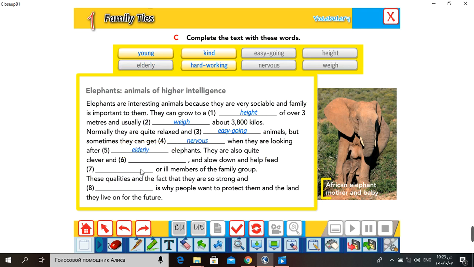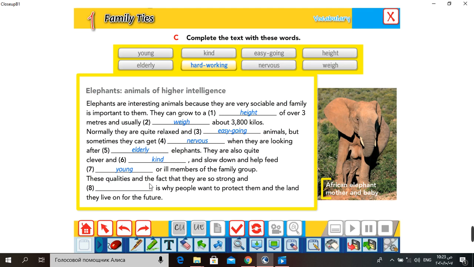They are also quite clever and kind, and slow down and help feed young or ill members of the family group. They are also quite clever and hardworking, or kind. Which one is better here? And kind. They are clever and kind. Why kind? Because they slow down and help feed young or ill members of a family group. Young or ill members. So which one do you think? Young and ill members. If they have young elephants, or if they have ill members of the family, they help them and they feed them.